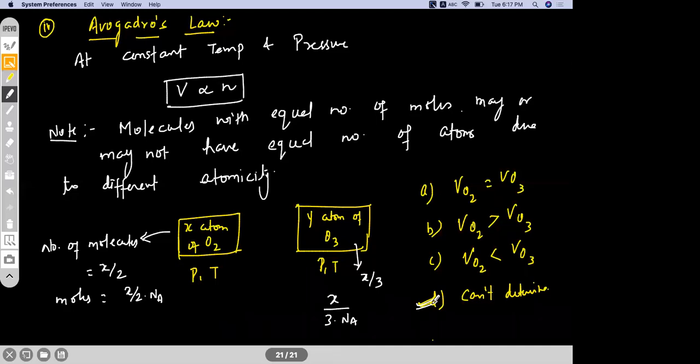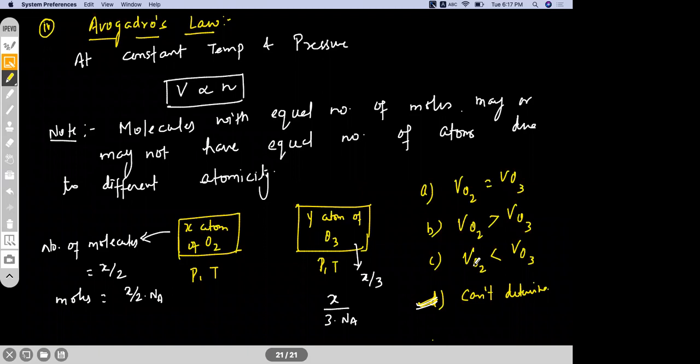But suppose I give you Y is equal to 2X, this kind of relation, if it is given, then we can find out the relation of the two. Or let us make it simpler. I just want to make you understand this relation. If it is Y, then it cannot be determined.